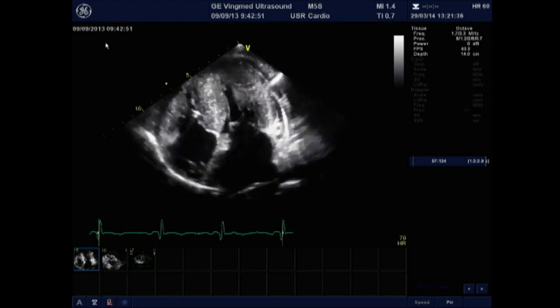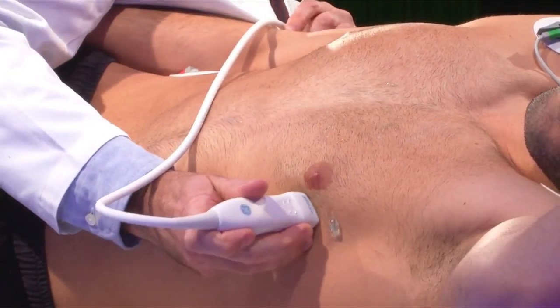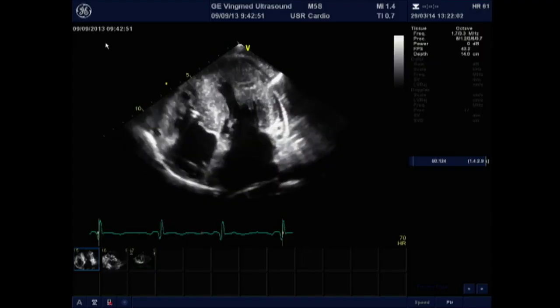We are not going to perform a complete echo, but rather try to show you some tips and tricks, some specific features that can make us think of this specific disease. Because, as we all know, left ventricular hypertrophy is not a final diagnosis, it's the beginning of the investigation. So to start, I'm showing you the apical four-chamber view of this patient.